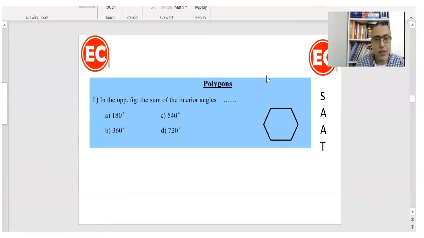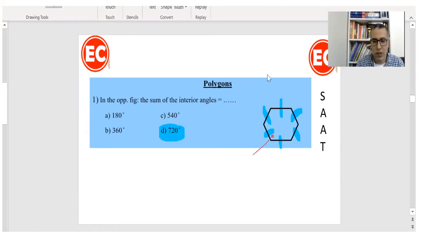Let's solve some questions on the polygons. We have easy questions and a difficult one. For question number 1, in the opposite figure, find the sum of the interior angles of the shape. What is the number of the sides? 1, 2, 3, 4, 5, 6. 6 sides, so the sum is 720.